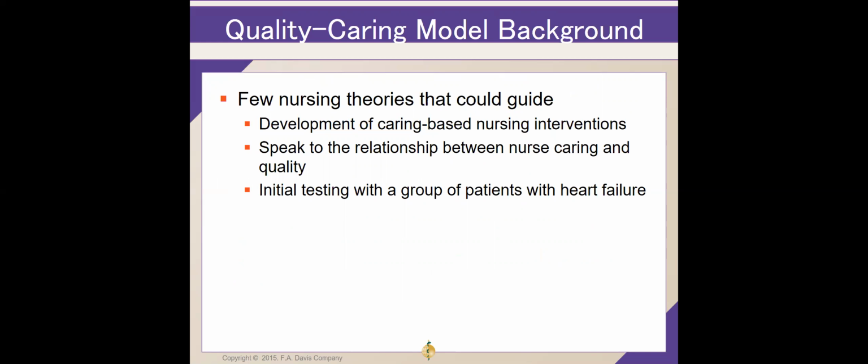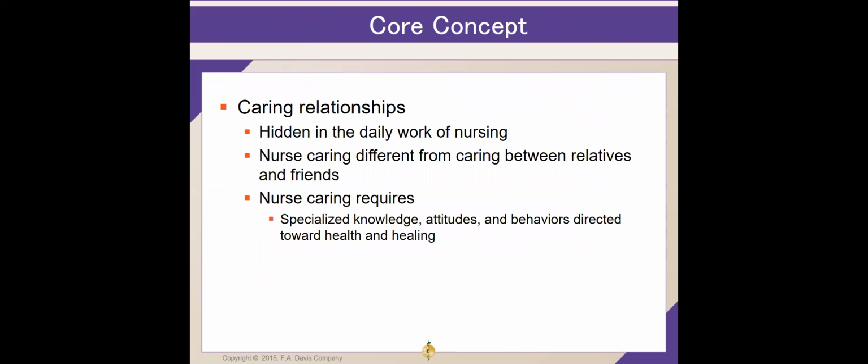So it was initially tested with patients with heart failure. These caring relationships were one of the core concepts. The problem was that this is hidden in daily work of nursing. We don't document our caring interactions. We document the medications we've administered, the procedures we've done. And so it tends to be hidden, and it's different from caring about relatives and friends. Nursing caring is a very intentional, skillful act that is not captured in most metrics in hospitals.